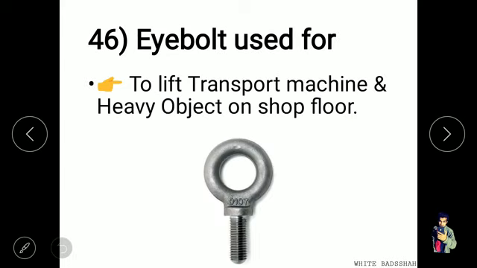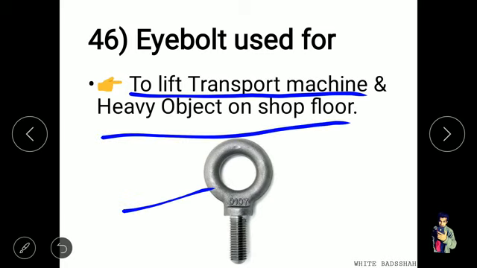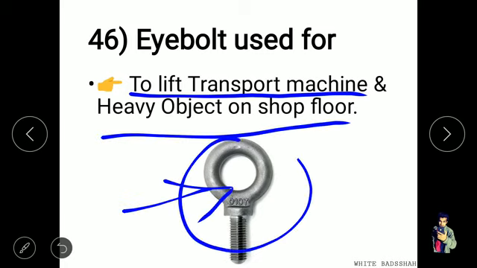Now the eye bolt is used for which kind of application? The main application of an eye bolt is to lift and transport machines and heavy objects on the shop floor. So this is the eye bolt.